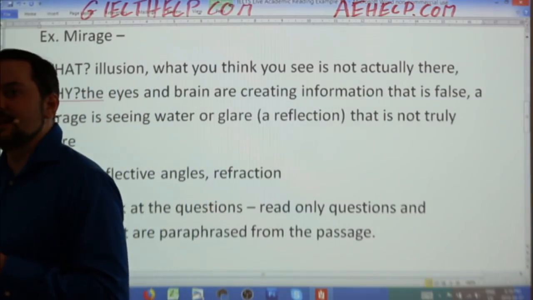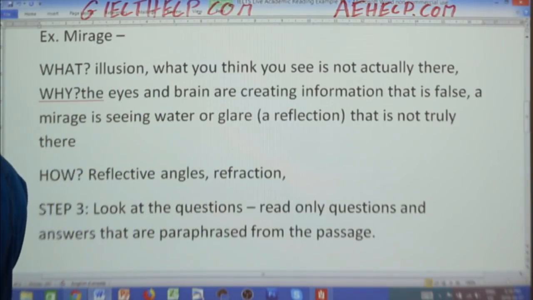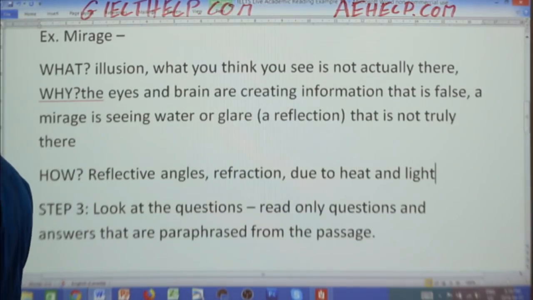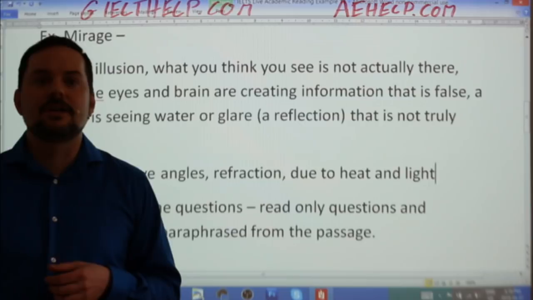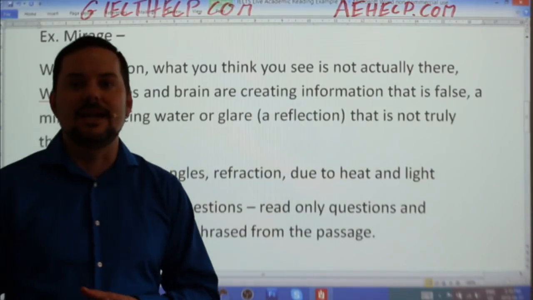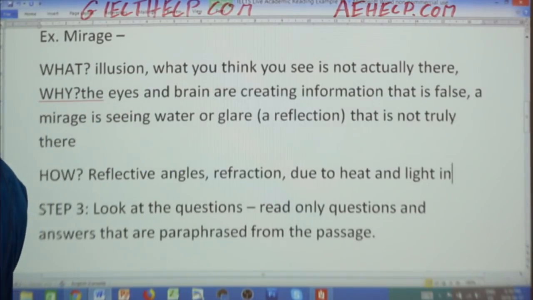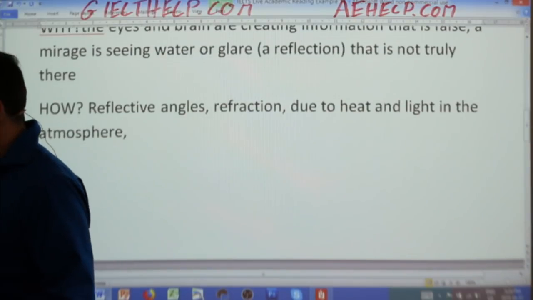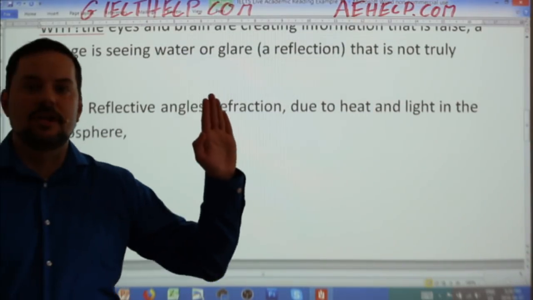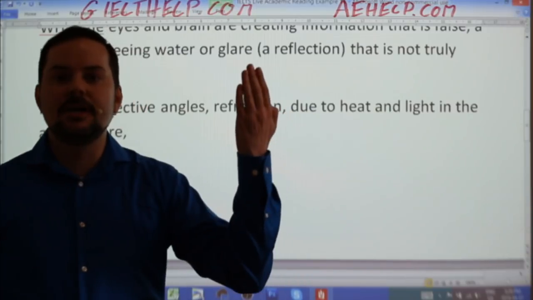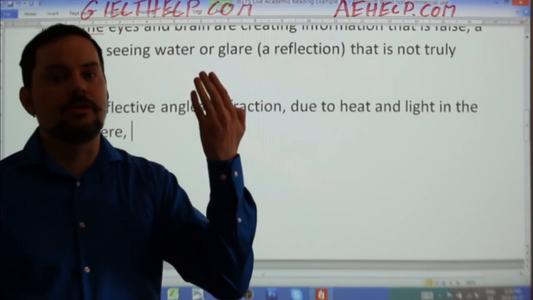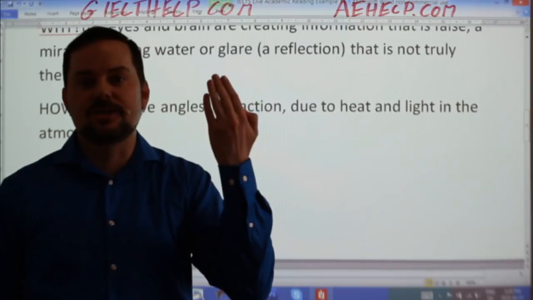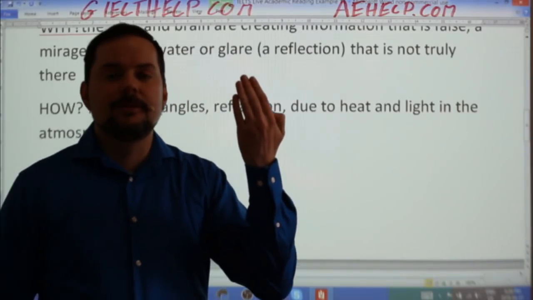So it's heat and light. So due to heat and light. Okay, so you're saying that it's refractive angles, it's reflective angles, it's due to heat and light in the atmosphere. Right? Okay, that's one side of the coin. Okay, so you're looking at one side of the coin. What's the other side of the coin? If I say to you, think about the other side of the coin of why mirages happen, then what is the other side?